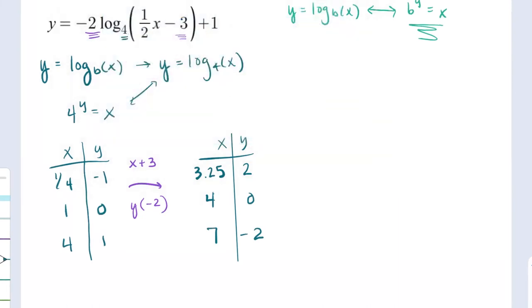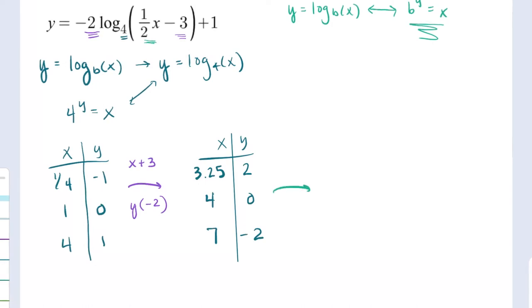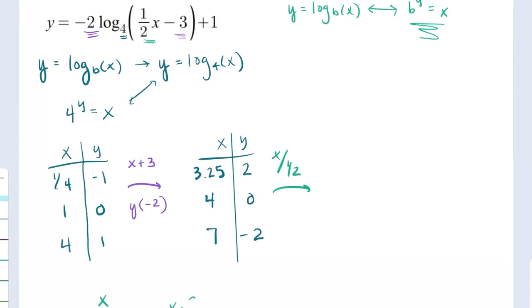So the next thing I see happening is I have x times 1/2. So my next transformation would technically be, right, to divide by that, because I always do the opposite. So I'm going to divide by 1/2. That looks a little clunky though, right? So remember, if you divide by a fraction, that's the same thing as multiplying by its reciprocal.